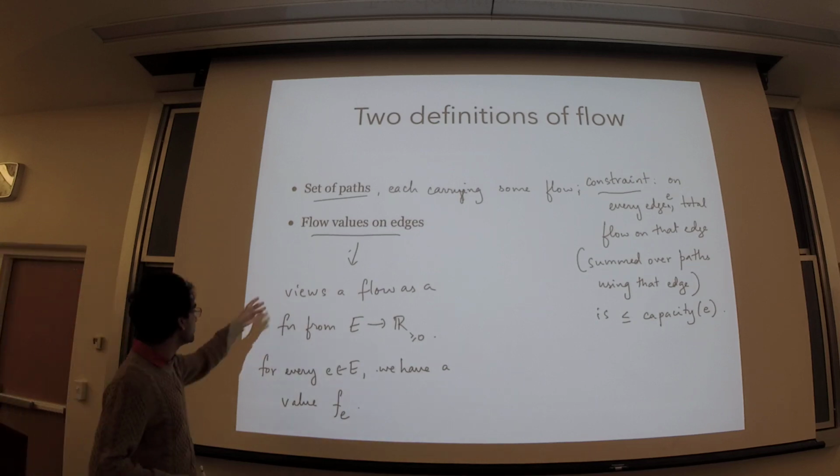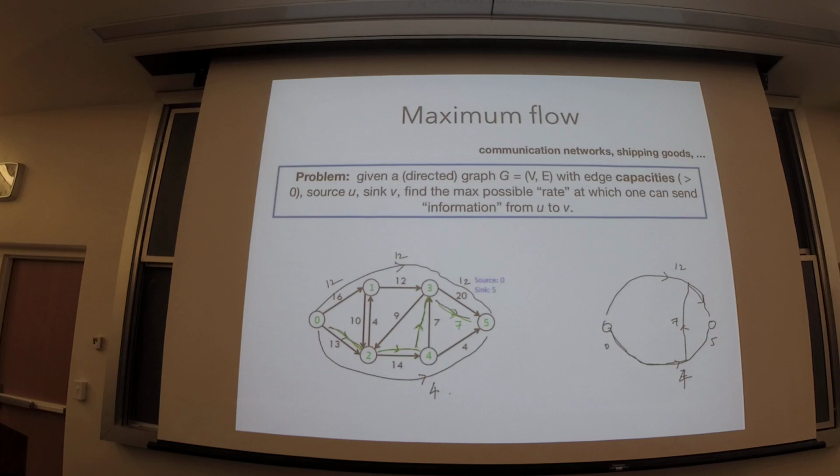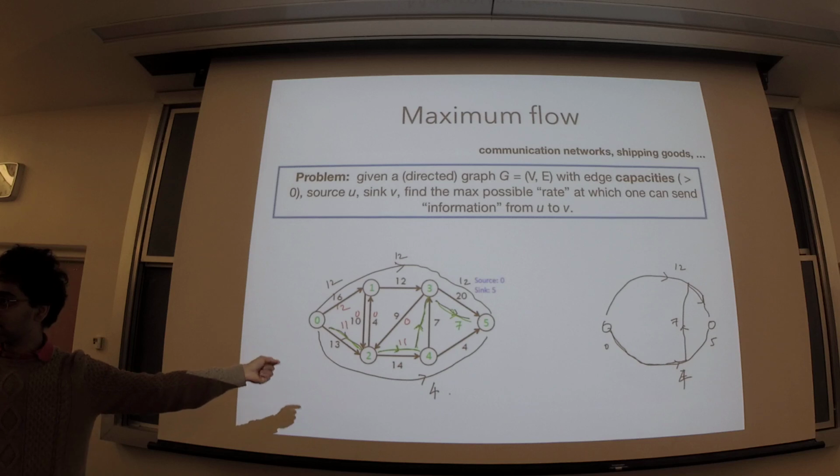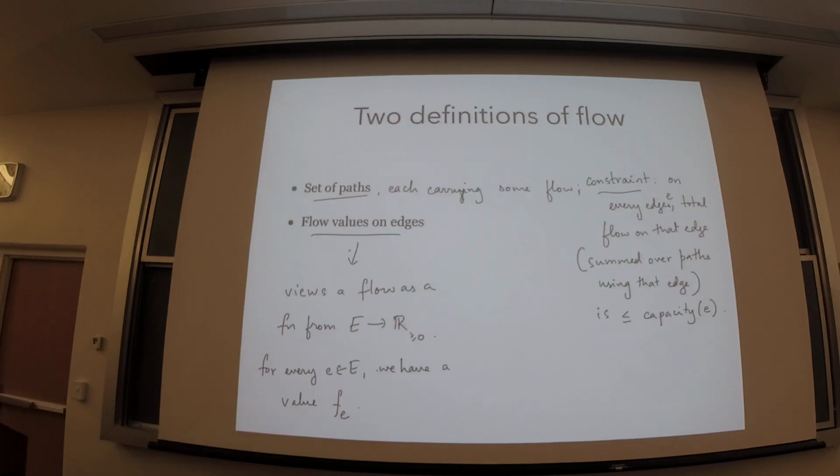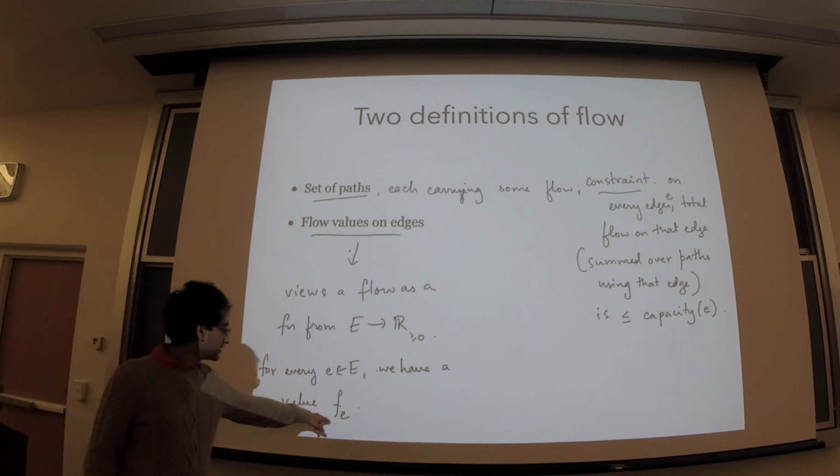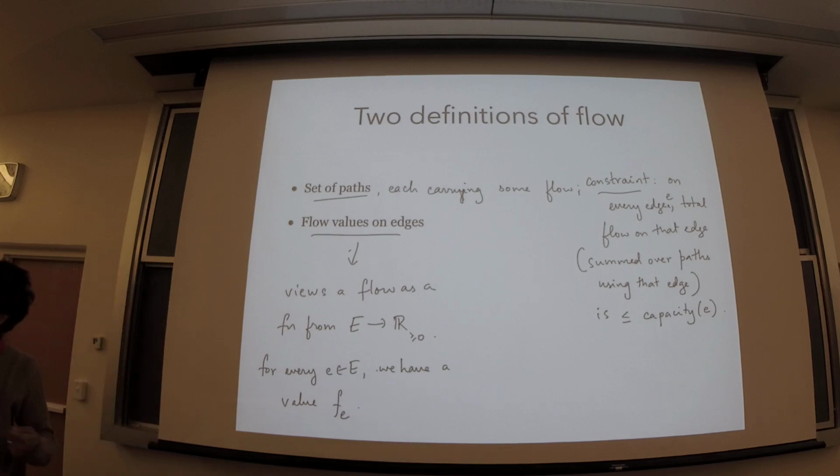So this view is just saying that, for instance, in this graph, I would write a function where here I will write 12, because 12 is the total flow on that edge, and here I would write 11, here I would write 11, here I would write 0, and so on. That's the Fe value I'm associating with each edge. Now, if I define the flows using these Fe values, what constraints must these numbers Fe satisfy?